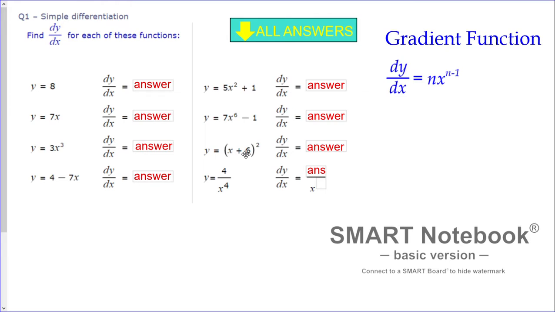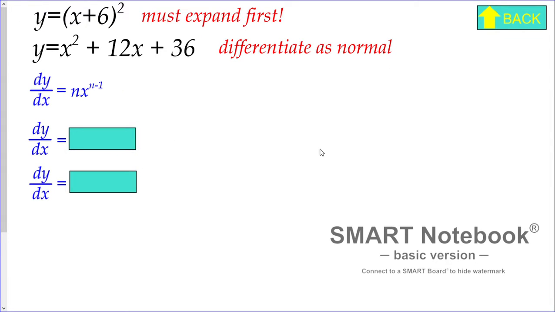The next one I'd like to look at is this one, y equals (x plus 6) all squared. For this one, there's a preliminary step that must be done. We can't differentiate it in this form. We have to expand first. To expand this, we end up with x squared plus 12x plus 36. Once we're in this format, we have 3 separate terms, all involving powers of x. Then, and only then, can we differentiate the function. We do it as normal.